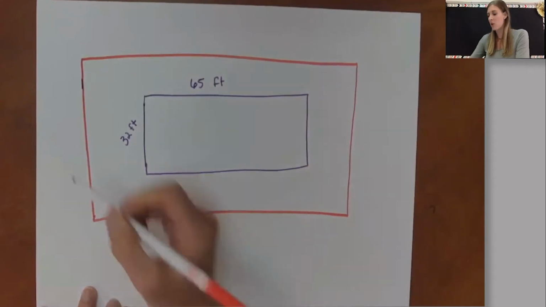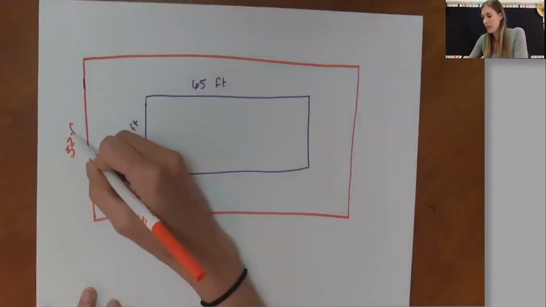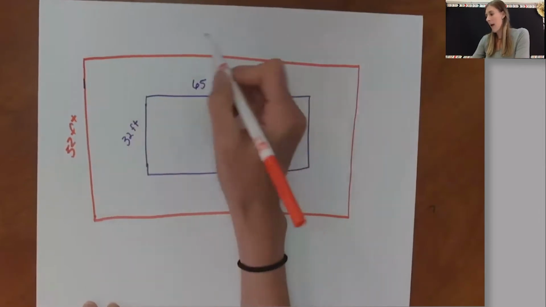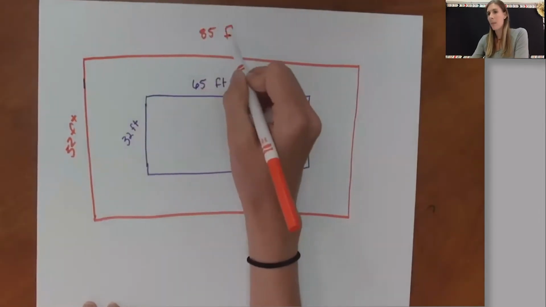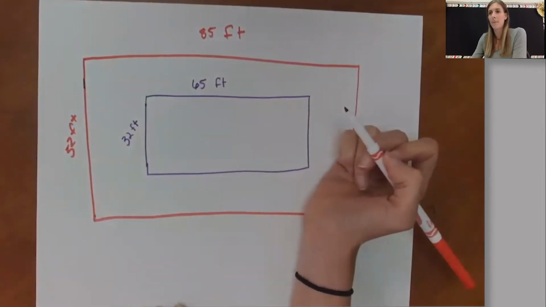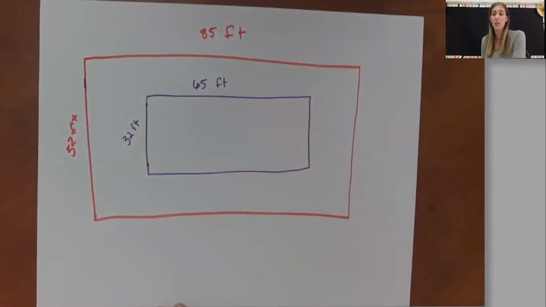And label our dimensions, 52 feet by 85 feet. Notice that these dimensions are bigger than the dimensions of the garden. The walkway is going to look like a larger rectangle that surrounds the garden. Draw it with me. Remember, we're trying to find the area of just the walkway. So what is a strategy that we could try?